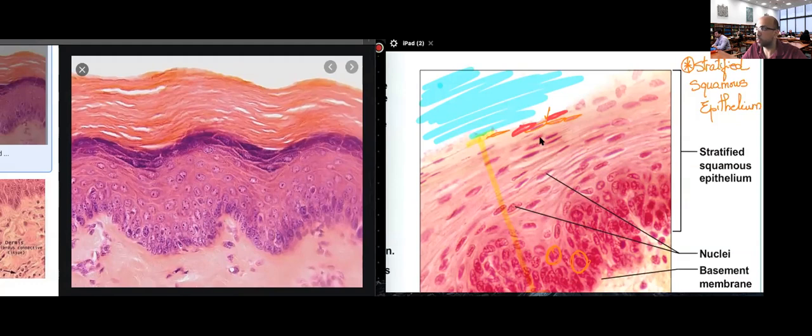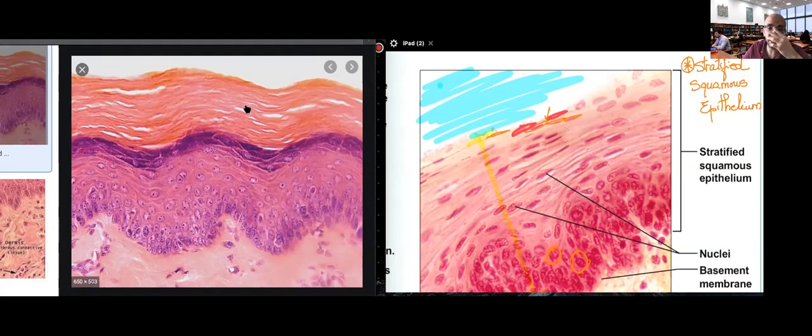How about this one? What would we identify this one as? This is non-keratinized, stratified squamous epithelium. So again, how many types of stratified squamous epitheliums have we got? We've got 2 types, either keratinized or non-keratinized.